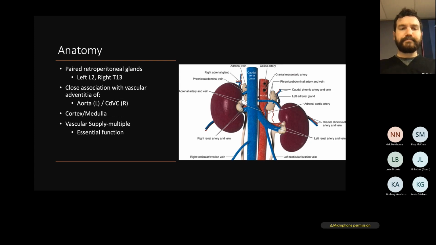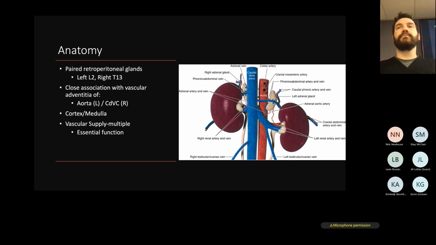So in terms of anatomy, these are paired, very small retroperitoneal glands. They're anywhere from 0.5 centimeter to about 1.5 centimeters. The left is a little bit more caudal than the right. They are both closely adhered to the adventitia of either the aorta or the caudal vena cava, as well as the overlying dorsal musculature, so the psoas muscles. They are composed of two major distinct zones. That's the cortex and the medulla. We'll talk about those in a second.